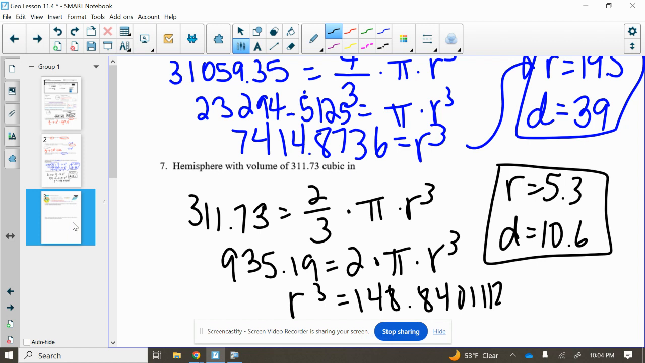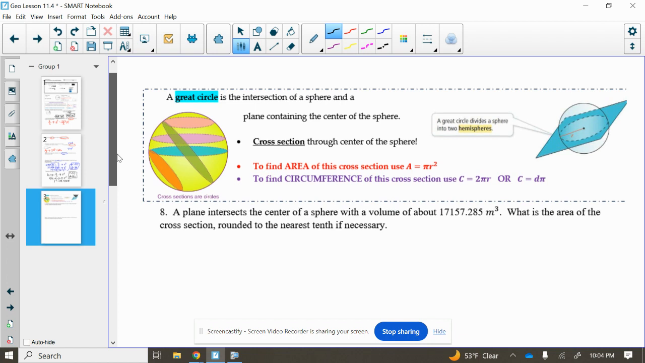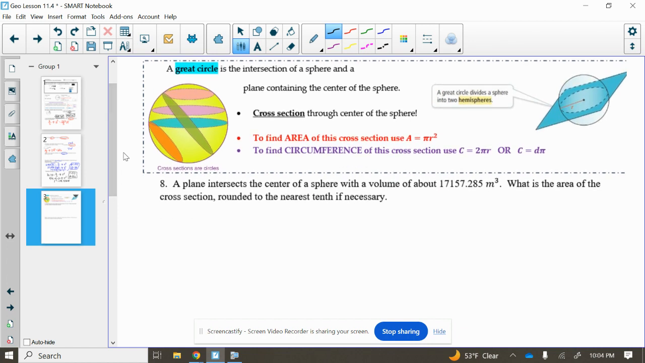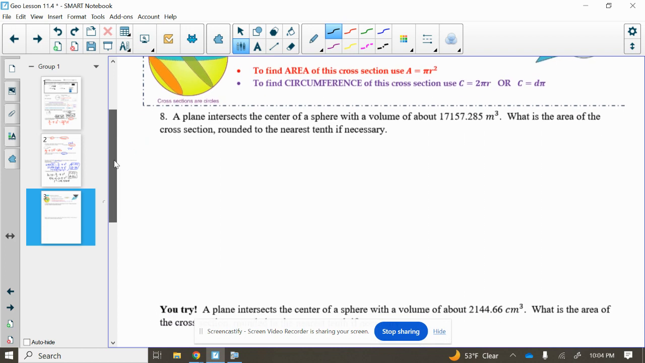All right, last page talks about the cross sections of our spheres. Now, anywhere we slice a sphere, we are going to get a cross section that is circular. However, the biggest cross section is what we call the great circle, and that's going to cut right through the center of your sphere, and that'll be the biggest cross section, the biggest circle. A reminder to find the area of a circle, aka our cross section, you would take pi times the radius squared. Circumference is 2 pi r.